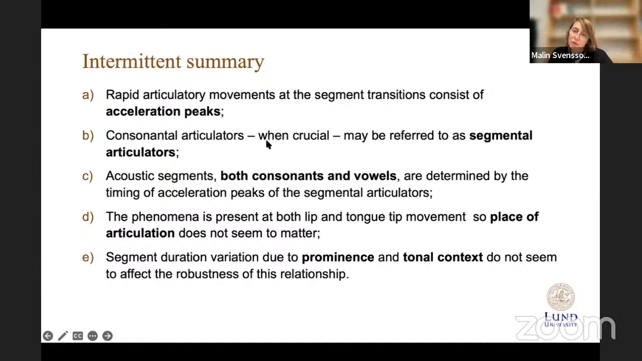And segment variation due to prominence or tonal context does not affect the robustness of the relationship between the acceleration peak and the segment boundary. However, there appears to be some type of perhaps nonlinear relationship going on when it comes to prominence that might be related to articulatory effort. So what is really happening when we make a word more prominent? And for this, we need to look closer at the jaw. But before I get into jaw movements, I wonder if there are any questions so far.